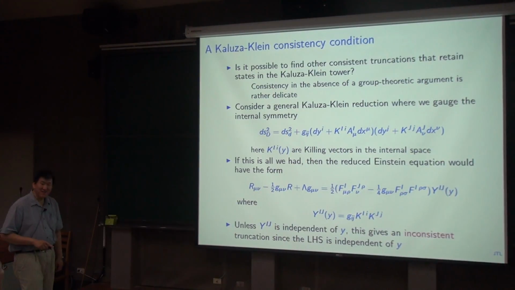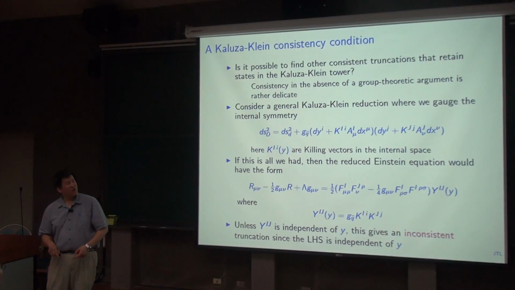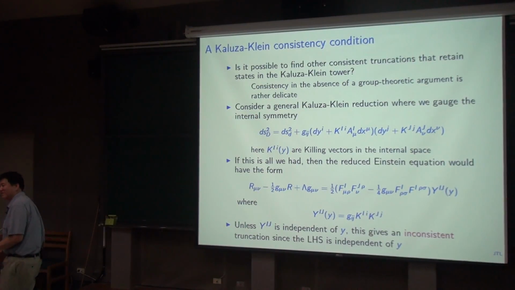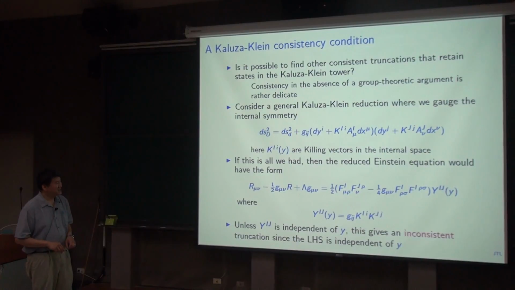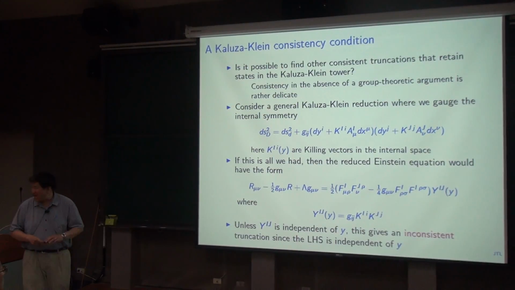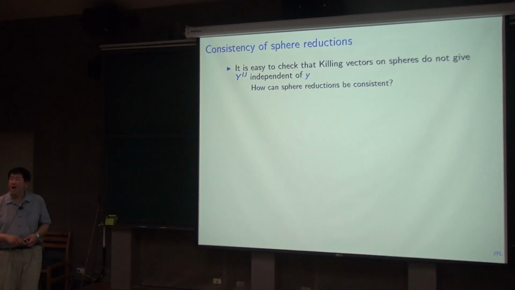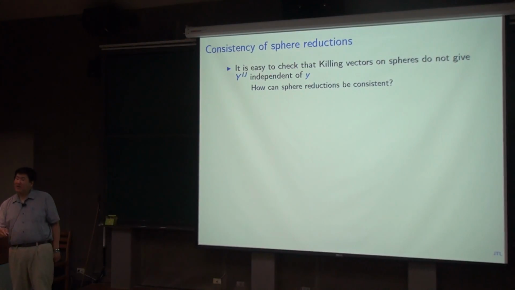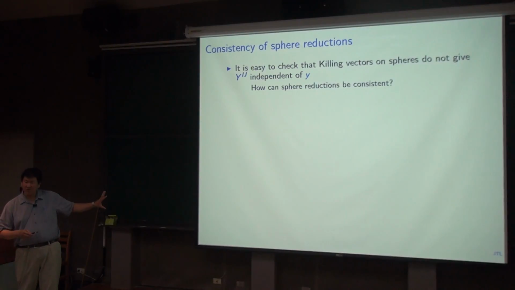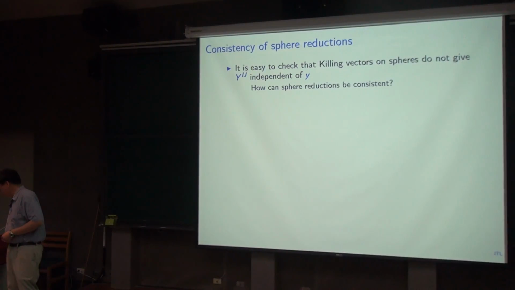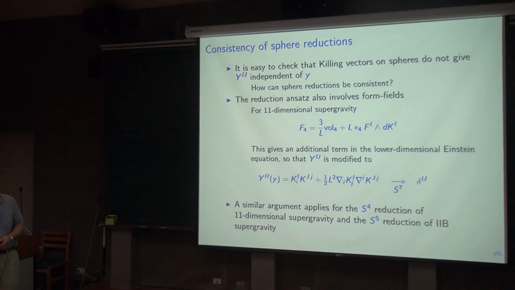But of course, I was just spending the last hour, almost hour and a half or so, talking about seventh sphere reductions. And I was never trying to say that AdS, I was never trying to say Freund-Rubin is inconsistent, because it's not. So there is something that happens. This is only half of the story. The other half of the story is the question, how can sphere reductions be consistent if I just proved to you that they're inconsistent? The other half of the story is the four-form field strength.